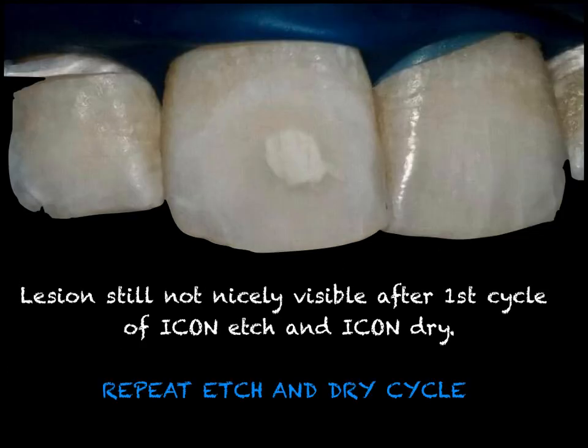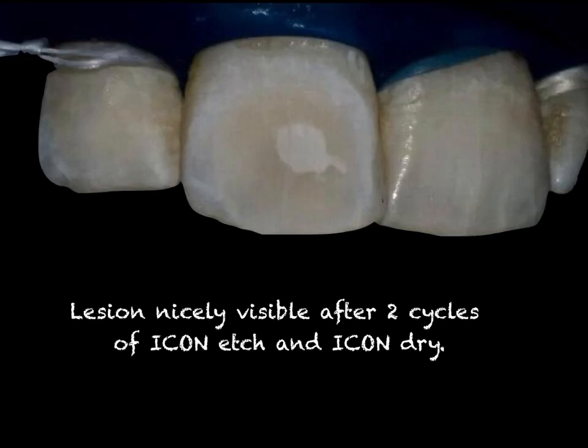So once we repeat the etch and dry cycle, again the same etchant for about 30 seconds activation, 2 minutes of waiting, and then the Icon Dry. After 2 cycles, this is how the lesion appeared, and now we can see the white spot very clearly.